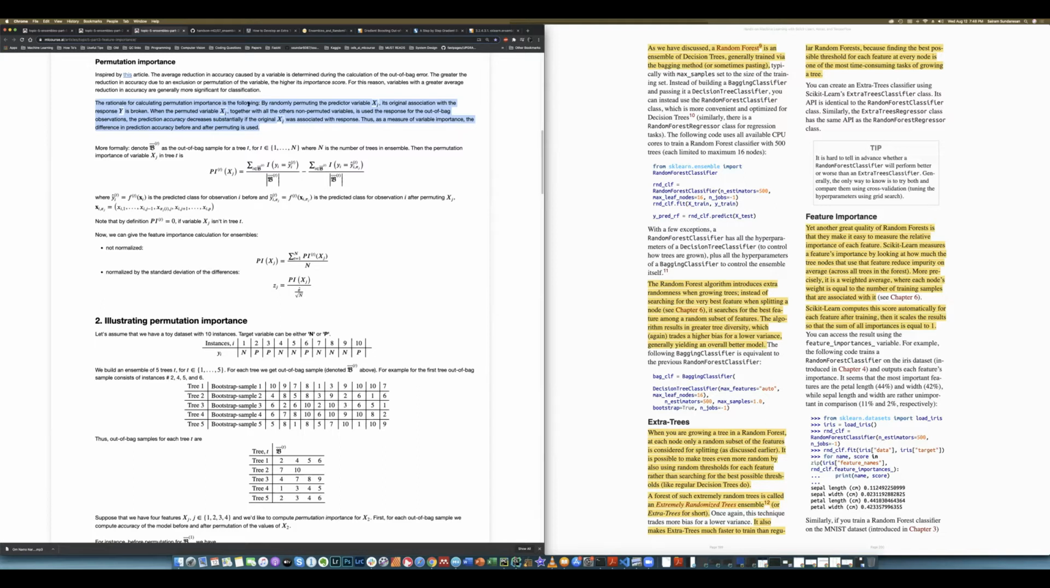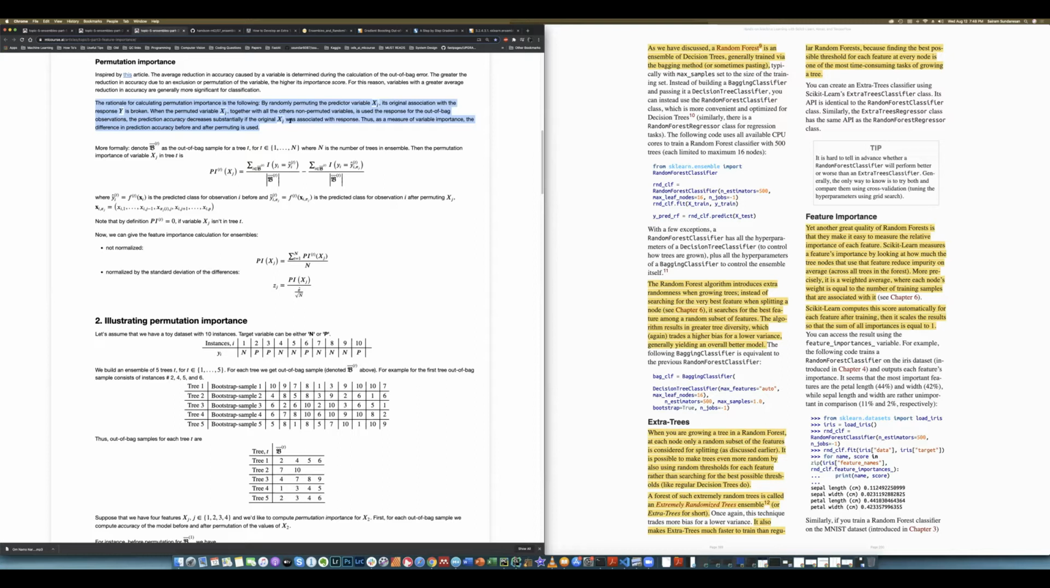So this paragraph actually sort of summarizes what Joseph was explaining. Basically, the rationale for calculating permutation importance is the following. By randomly permuting the predictor variable x of j, its original association with the response y is broken, y being the target. When the permuted variable, together with all the other non-permuted variables, is used for the out-of-bag observations, the prediction accuracy decreases substantially if the original xj was associated with the response.